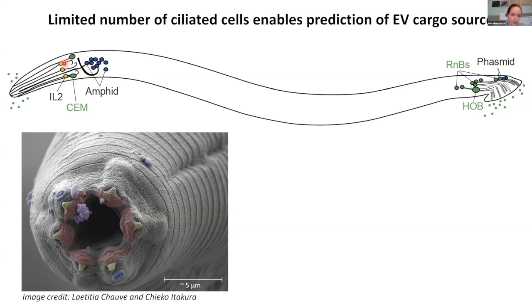First, IL-2 stands for inner labial 2. On this wonderful headshot of the worm, you can see them in yellow. Each bud has a ciliary tip that protrudes into the environment and is able to release ciliary EVs. The blue ones are the so-called amphid neurons, which are chemosensory neurons. They are located in those pockets, and the opening of each pocket is indicated in blue here.